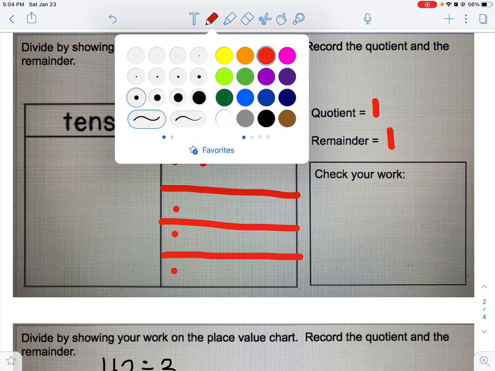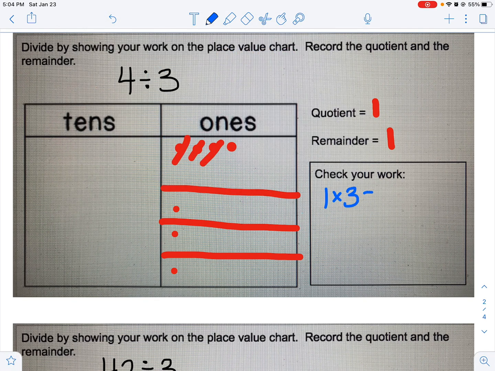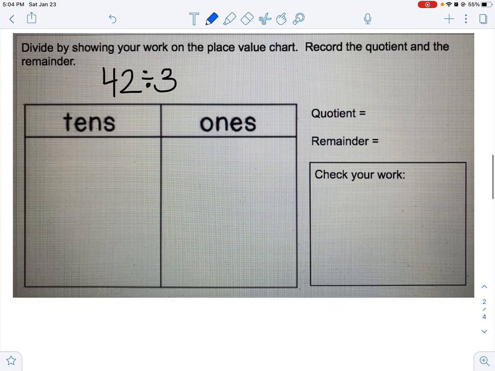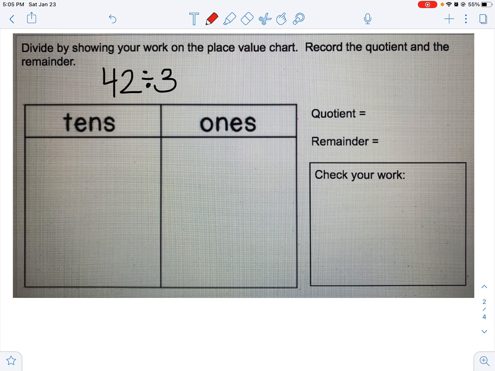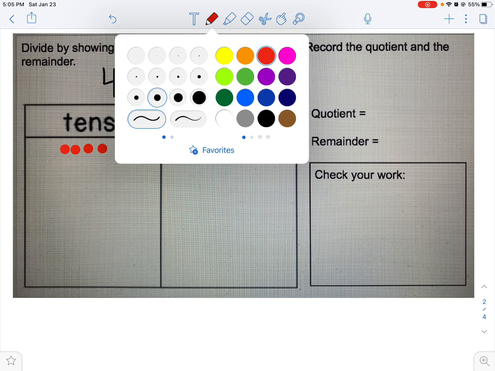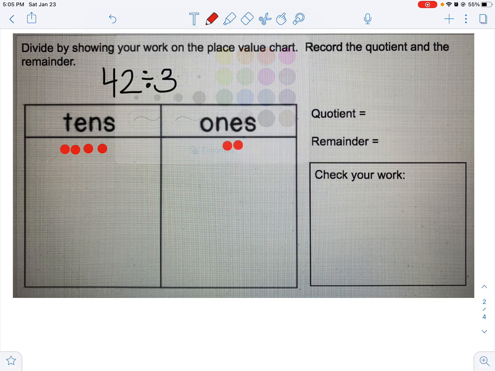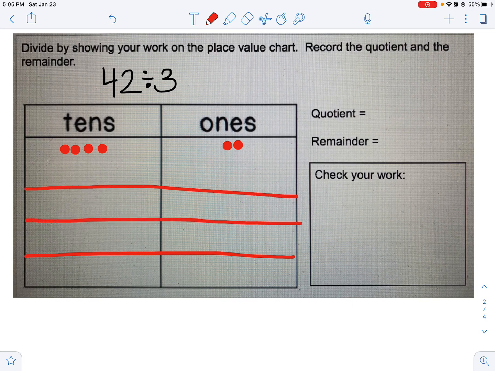My quotient is 1 times my divisor of 3 gives me 3, plus my remainder gives me my first number that I started with, right? My dividend, 4. Now let's take a look. What if we have that 4 in the tens place instead of the ones? So this time we have 42 divided by 3. We'll do 4 tens, 2 ones. Again, we're going to make it into 3 nice even rows. 1, 2, 3 equal groups.